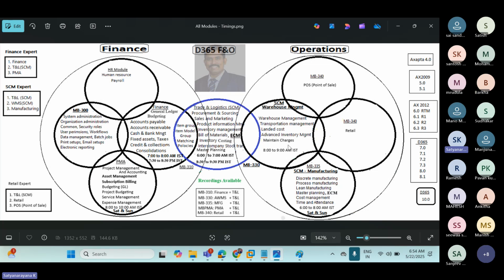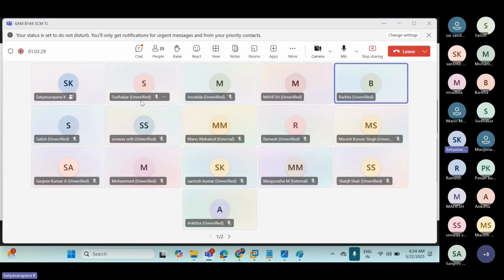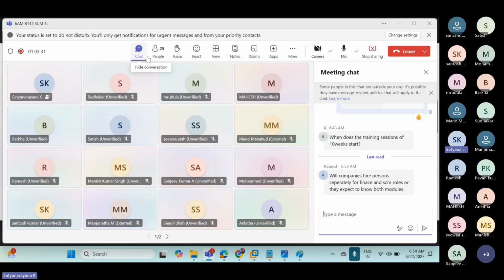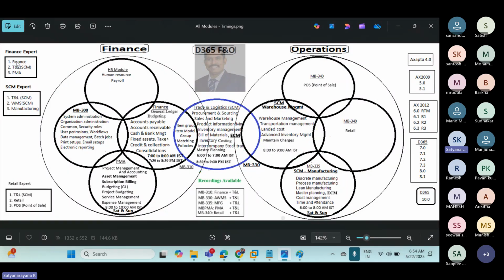Today is the first day, but I'm giving clarifications. It will be continued tomorrow. Today is the first session, but I have not explained because so many people are having so many doubts. I'm giving clarifications. Otherwise, today is the first day. Yes, Ramesh, correct. Finance and SCM, they will take it. But if you want to become a senior finance consultant, you need to learn both these two.